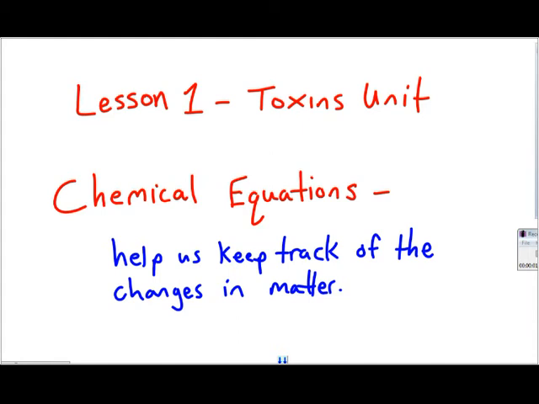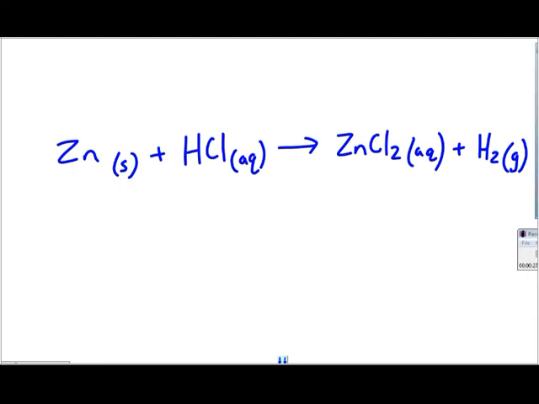I want to talk to you today about lesson 1 from the Toxins unit. In lesson 1 we get into talking about chemical equations. The whole point of the chemical equation is so that we can keep track of any changes that are occurring to matter. It could be new chemicals being produced, or it could be simply changing forms, going from a solid to a liquid. And so I have an example equation written out for us here.